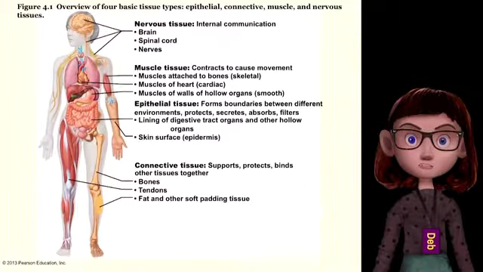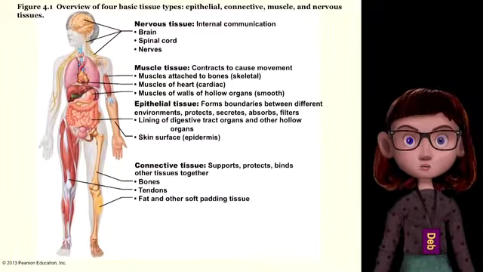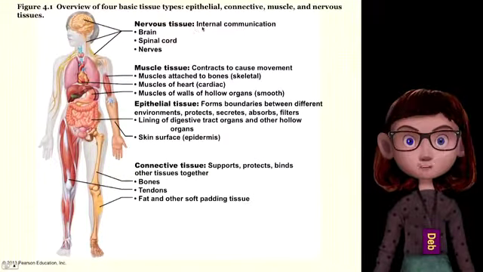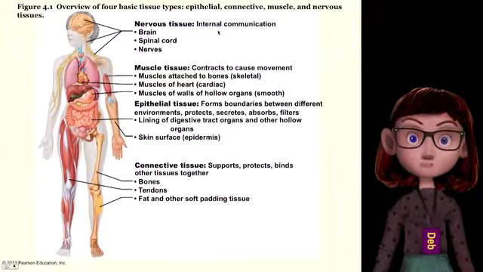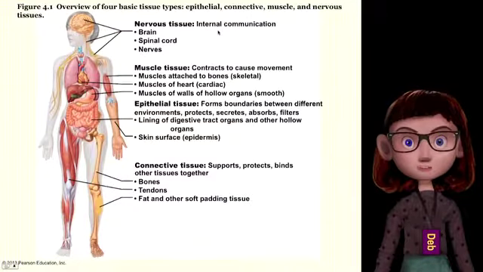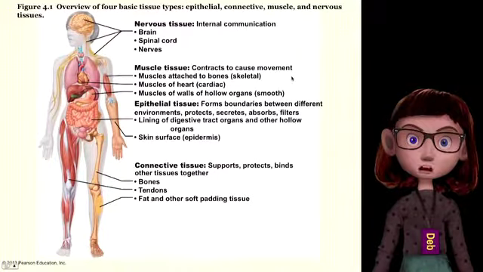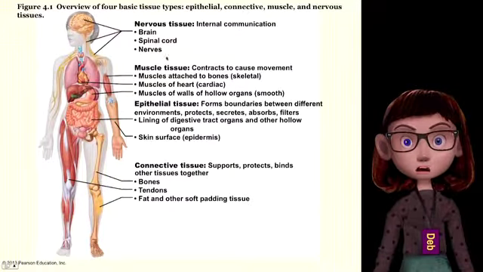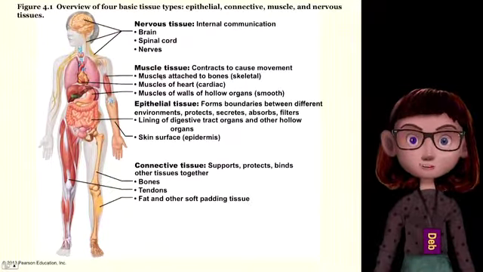And figure 4.1 is actually an overview of these 4 basic tissue types. This is representing nervous tissue. It functions to provide the body with internal communication. It includes our brain, spinal cord, and the nerves. Muscle tissue. Muscle tissue contracts in order to allow movement. There's 3 types of muscle tissue.